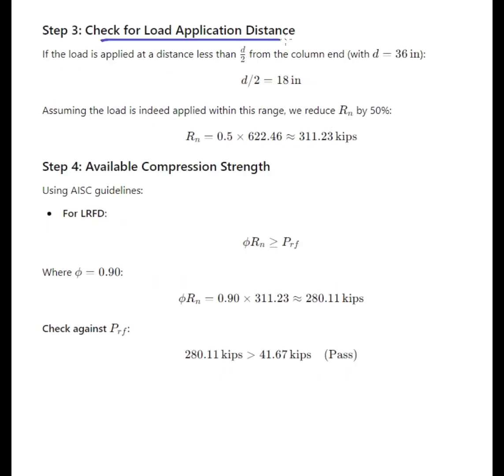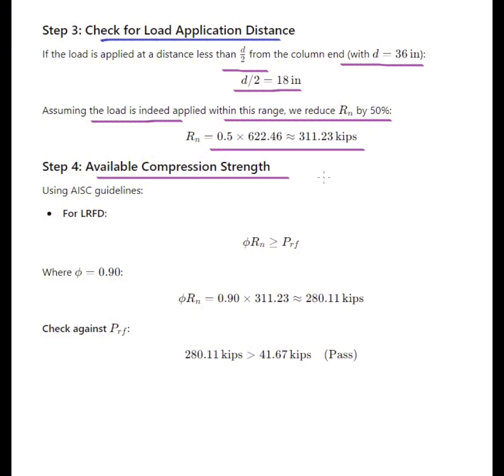The next step is to check the load application distance. If the load is applied at a distance less than d by 2 from the column end, with d being 36 inch, so d by 2 we know. Assuming the load is indeed applied within this range, then we need to reduce Rn by 50%. Then we can compare the available compression strength. For LRFD, it's phi Rn, phi is 0.9 into 311, which is 280. That should be greater than PRF. So check against PRF: 280. Our PRF is 41, so it passes.